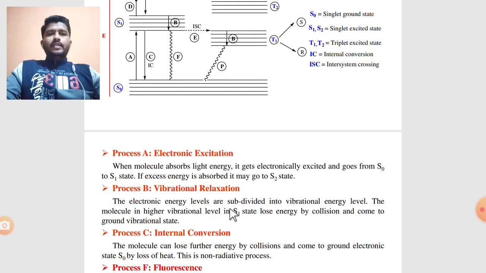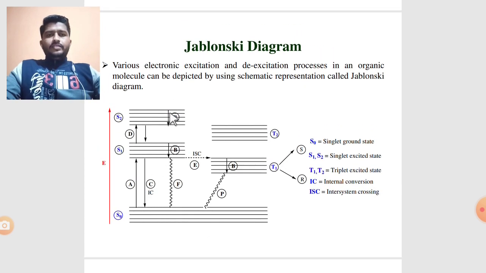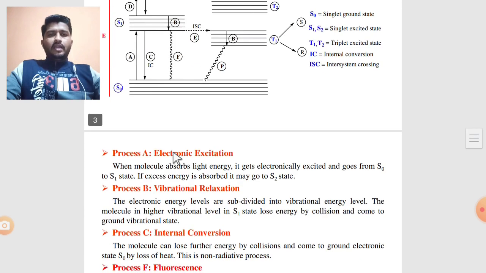Number second is process B, vibrational relaxation. The electronic energy levels are subdivided into vibrational energy levels, and the molecule in a higher vibrational level in S1 or T1, S2 or T2 loses energy by collision and comes to the ground vibrational level, which is called vibrational relaxation. Okay, these electrons at a higher vibrational level lose their energy by collision and come to the ground vibrational level, means this process B is called vibrational relaxation.